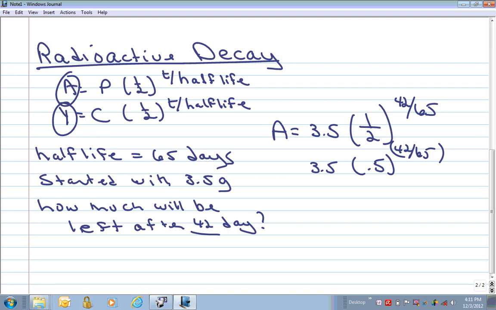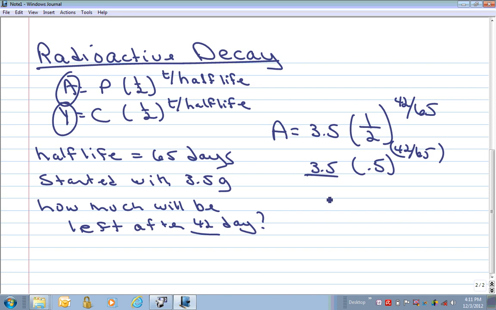So I'm just doing this in my calculator now. So 0.5 raised to, I would put parentheses, and that would be 42 divided by 65. I would enter and get that value, and then I would multiply that. I would not take it out of my calculator, would not necessarily even write it down. I would multiply by 3.5. So take that value and then just say times 3.5.